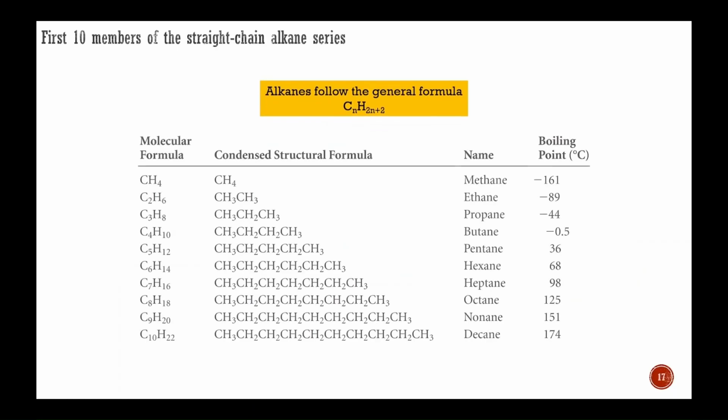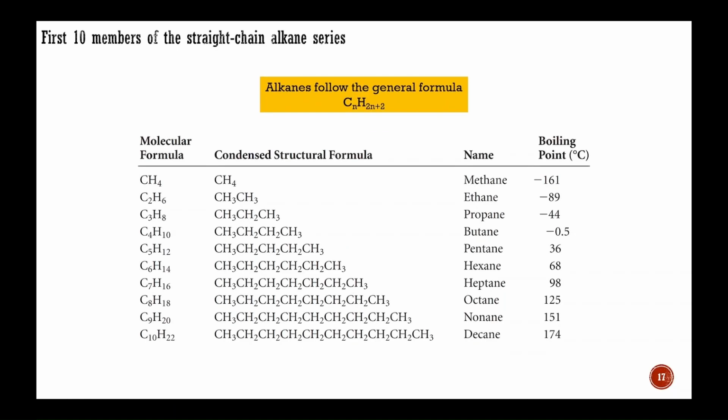Alkanes constitute a homologous series, in which each member differs from the next by a CH2 or methylene group. The first 10 members of the straight-chain alkane series are listed in this table. In an alkane, each carbon atom has 4 substituents, making it sp3 hybridized. Since each carbon is bonded to the maximum number of other atoms, alkanes are often referred to as saturated hydrocarbons.